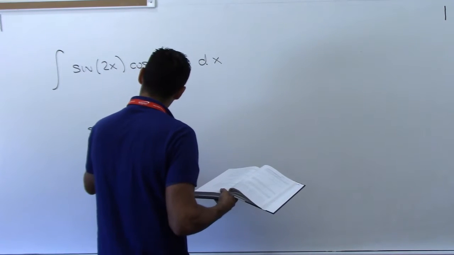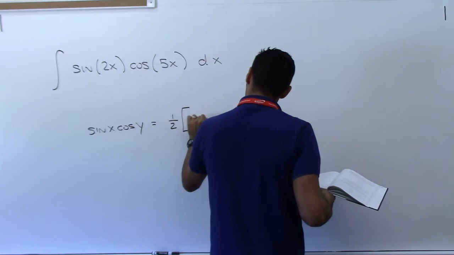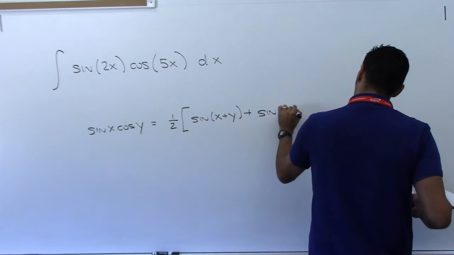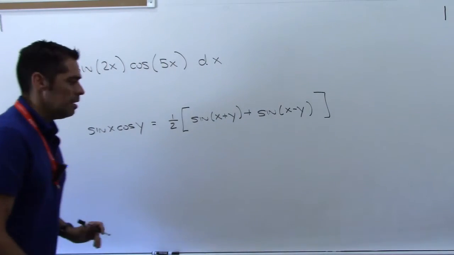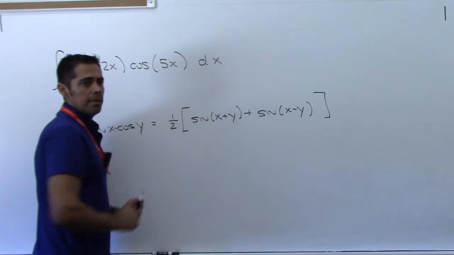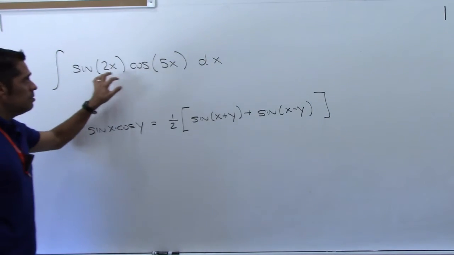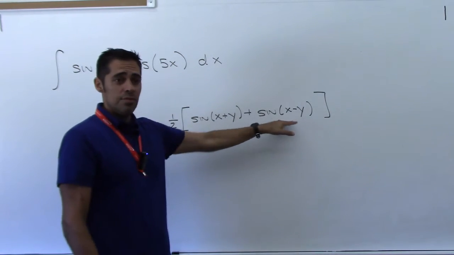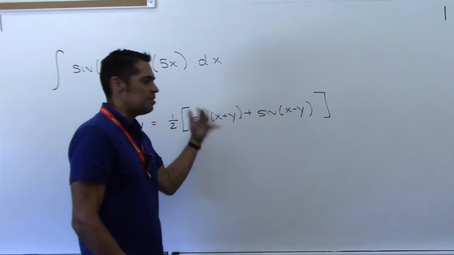Sine x cosine y equals 1/2 bracket sine x plus y plus sine x minus y, close brackets. This is what we would call a product to sum formula from pre-cal. And the great thing about it is that if you have two trig functions, sine and cosine, being multiplied, you can split it up into two sine functions with addition, which means you can integrate these individually, which will be easy because it's just sine.